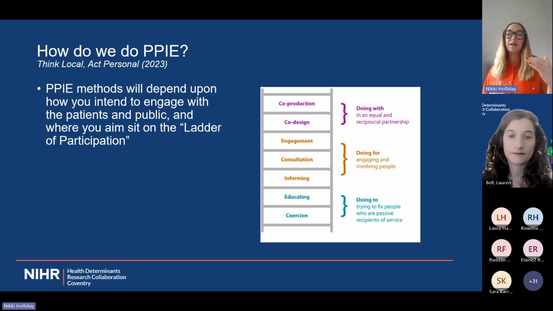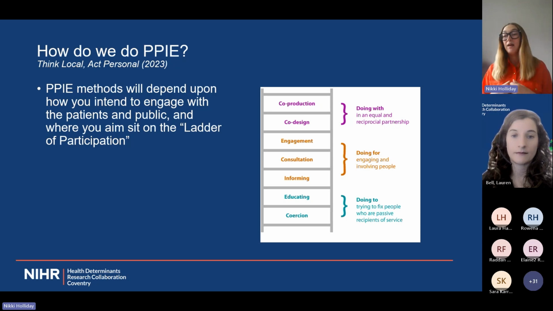As we move up the ladder, we move into doing for people. So we're engaging and involving people, we're consulting them, we're informing them in a meaningful way about what might be happening in research development or service development. And I would argue this is the bare minimum that we need to be doing with patients and the public when we're developing research and new services.